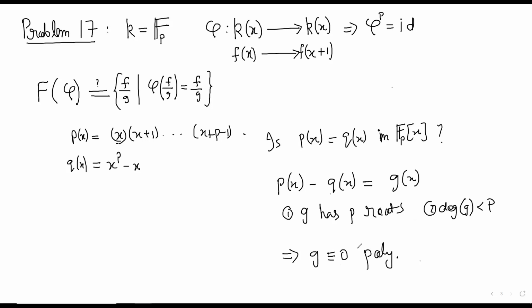Are we making any mistake? The only thing is about the degree and roots, right? Which is true for all fields, right? If you think about the proof, it doesn't depend on a finite field. A polynomial of degree n can have at most n roots. This is true for all fields. Yeah, that is fine. Correct.